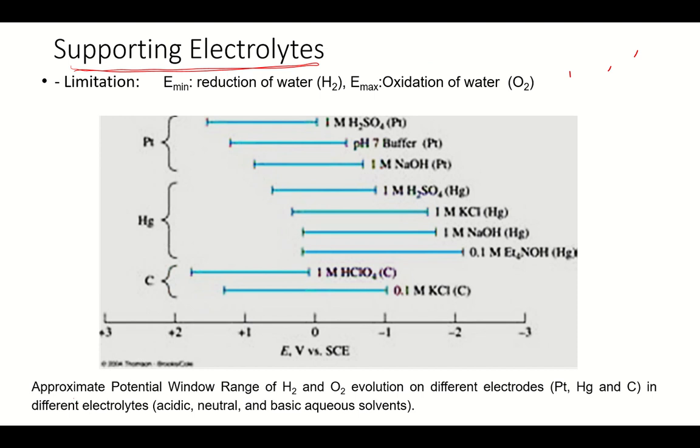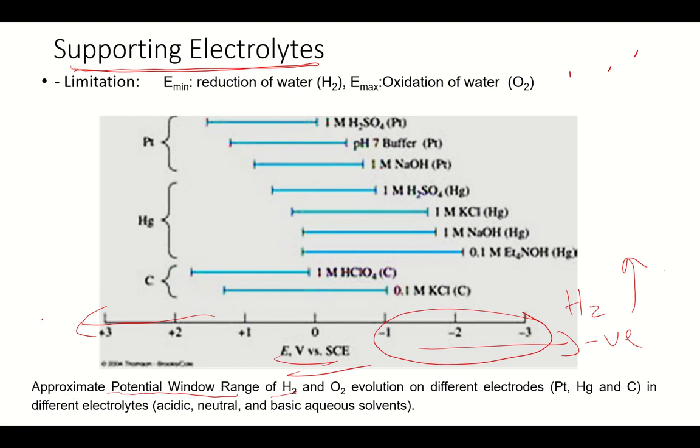This plot shows the approximate potential window range, the blue line, of hydrogen. This is the negative direction of potential, and the limit is hydrogen evolution. This is the positive direction, E, and the limit is oxygen evolution. On three different electrodes, platinum, mercury, or graphite, used as working electrode, the limit in the negative direction is the reduction of water to form hydrogen. This is the limit for different electrodes in different electrolytes.